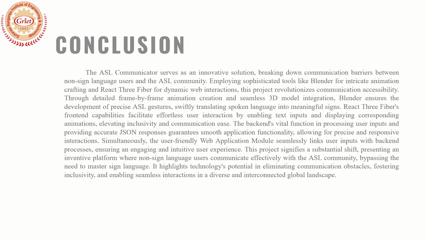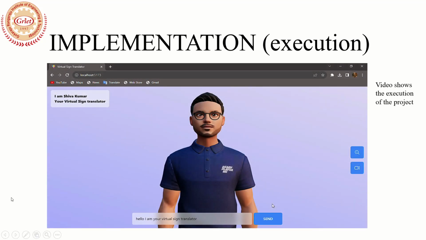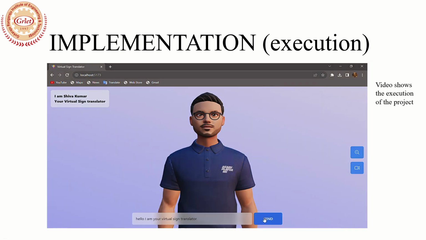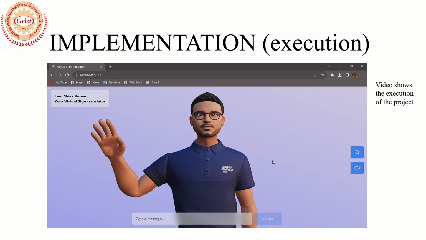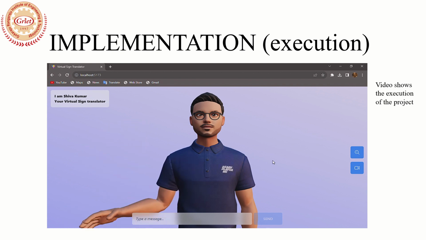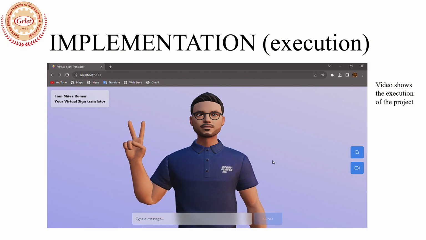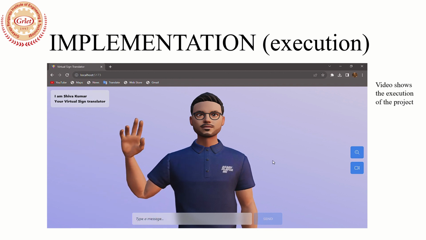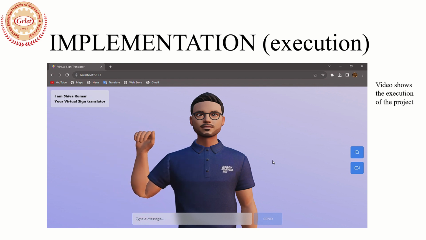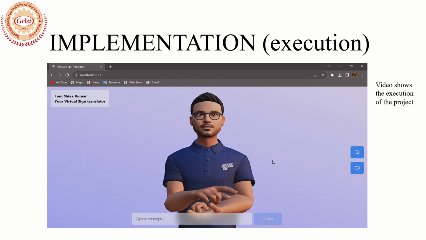You can watch the video one more time. Here we can see the input, "Hello, I am your virtual translator." That input has been given. So now I will play the animation. See, once the input has been given, the avatar component automatically shows what is happening. All the action is done at the back end, so we are only able to see at the front end what is going on.